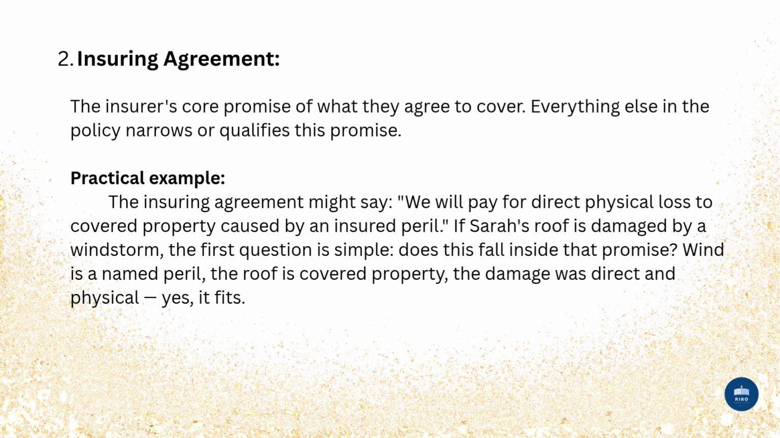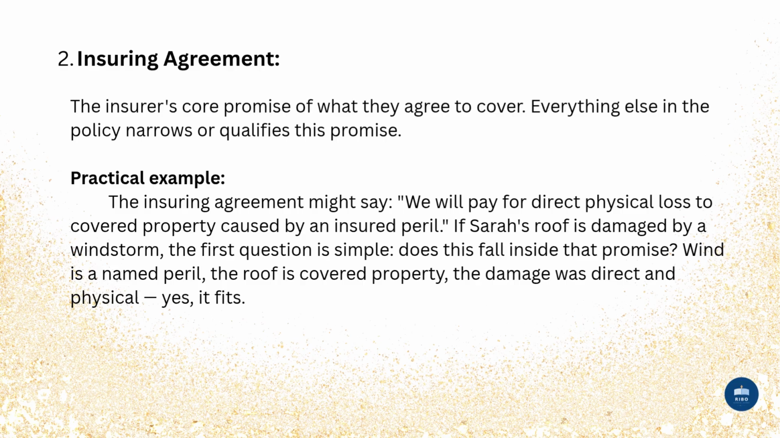Next is the insuring agreement. This is the heart of the policy. It's the insurer's actual promise of what they will cover. A typical insuring agreement might read something like, "We will pay for direct physical loss to covered property caused by an insured peril." Let's go back to Sarah.